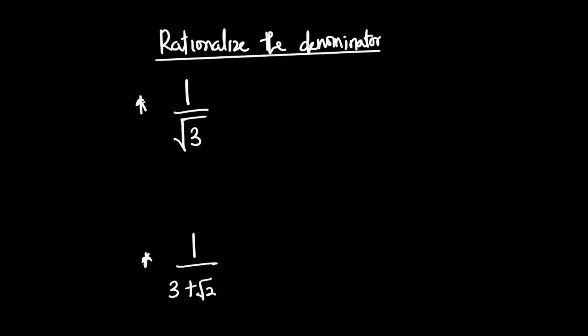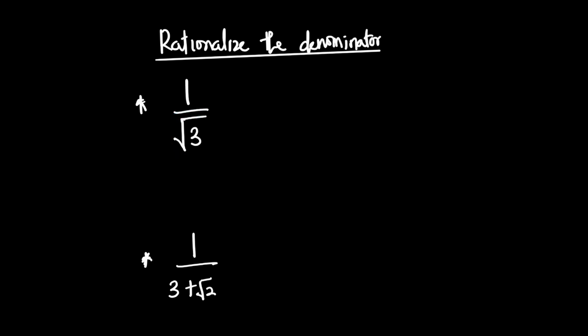Here's how you rationalize the denominator. So when you have 1 over square root of 3, we know square root of 3 is not a rational number because it cannot be written in the form a over b. So if we want to rationalize the denominator to make it a rational number, you have to get rid of the square root sign from the denominator.